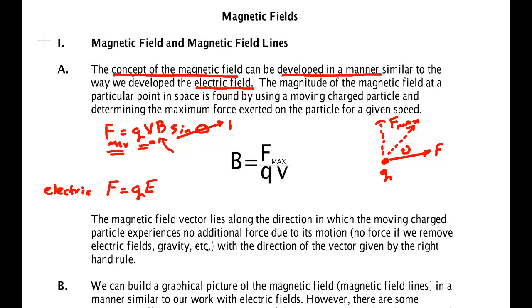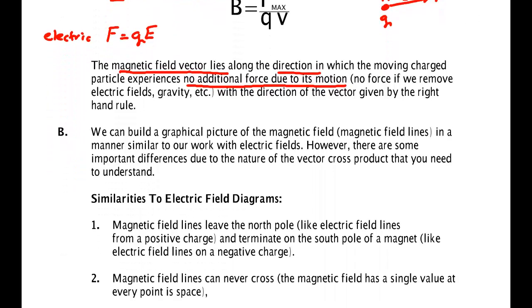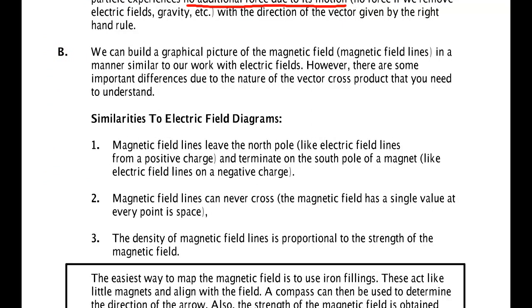Now, the direction of the magnetic field, as I said, can be found by compass. It's important to remember that the magnetic field vector lies along the direction in which no force is measured due to its motion. This is exactly the opposite of the way the force of electricity is. The electric force is in the direction, for a positive charge, that you would experience the force. So it shows you the direction of the force. The magnetic field vector lies in the direction of no force. That's very, very different. Now, we said we can build up a graphical picture of these magnetic field lines.